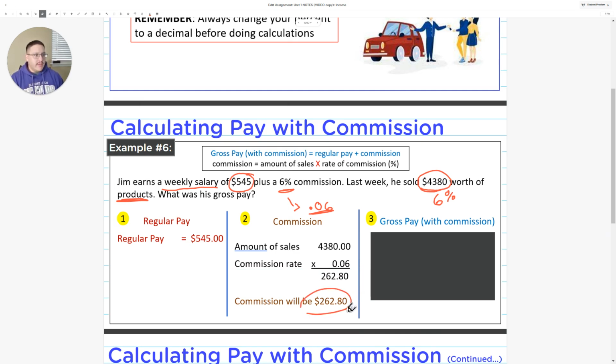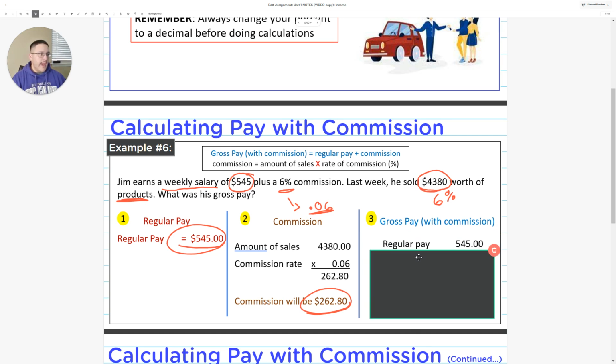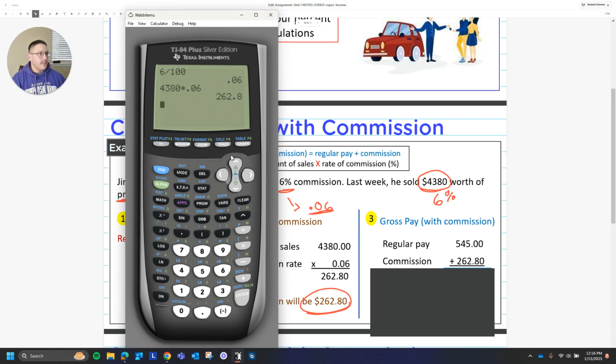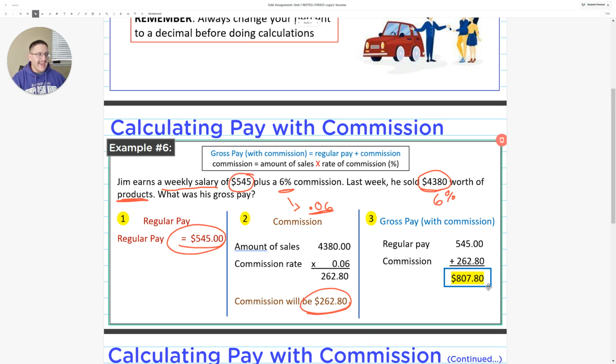Now, once we have these, add them together to get our gross pay, total pay, with the commission that he earned. So add 545 plus 262.80. So 262.80 plus 545. And we get $807.80. That's it for example number 6. $807.80 is the total pay with the commission added to from his sales.